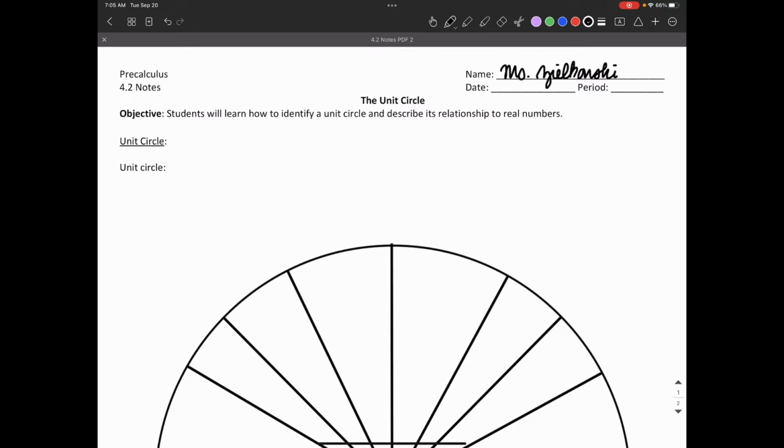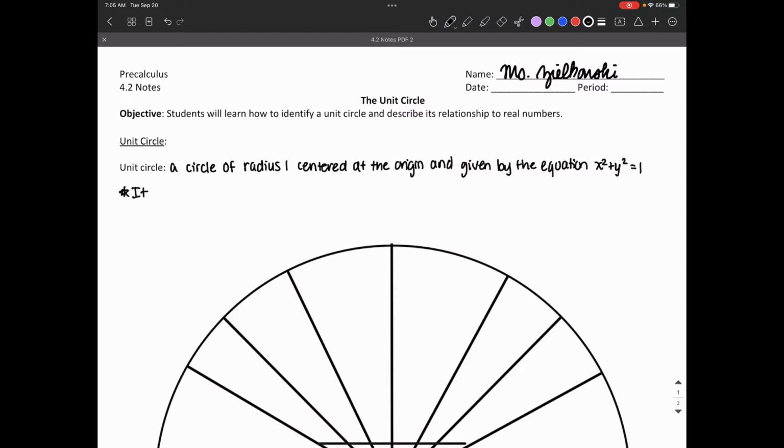So the unit circle is a circle of radius 1, centered at the origin, and given by the equation x squared plus y squared equals 1. It is the basis for trigonometry.